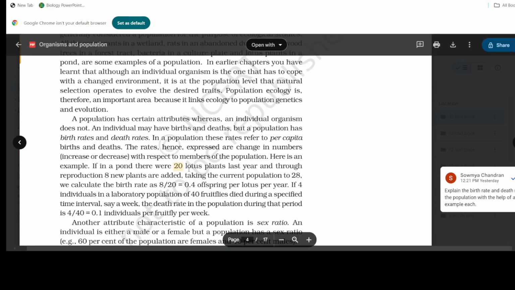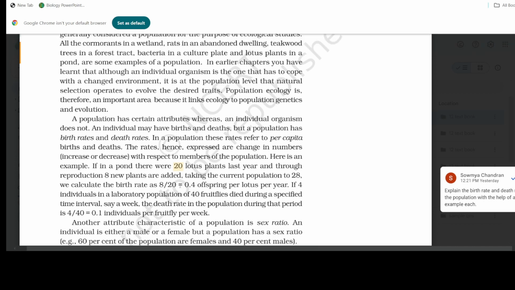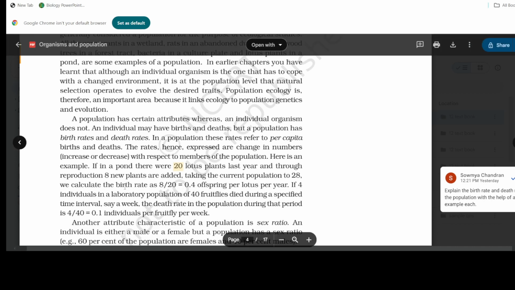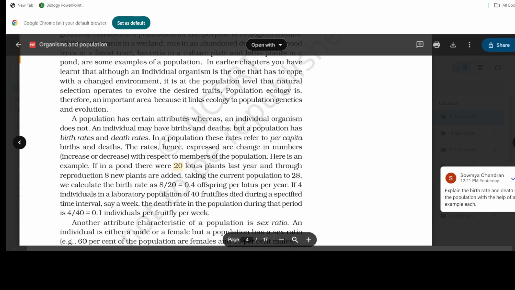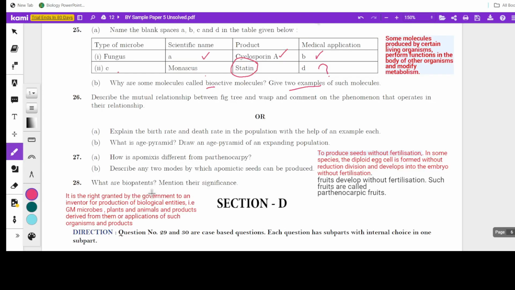In a pond, there were 20 lotus and 8 new plants. So per capita, 8 new plants are added, 8 new births. So per capita is done by 8 by 20, 0.4 offspring per lotus per year. And 4 individuals of 40 fruit flies died. It's like 4 by 40. Is it clear? Now, next question.